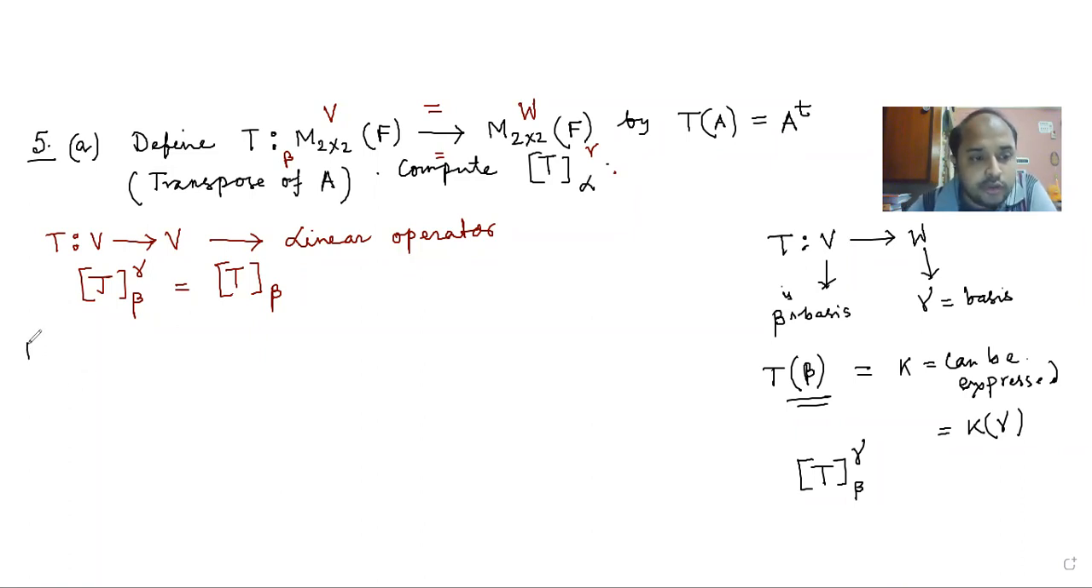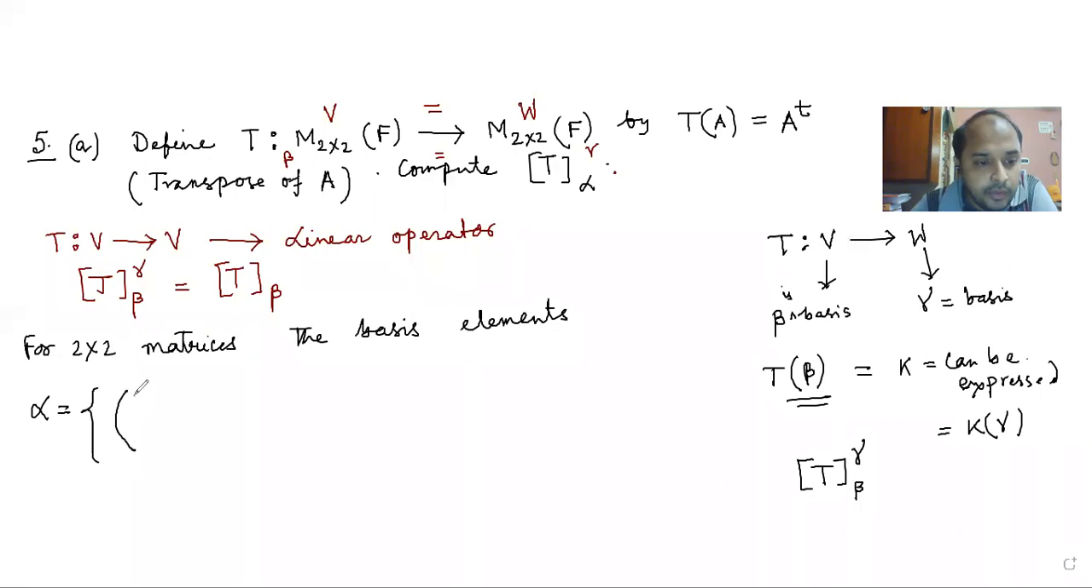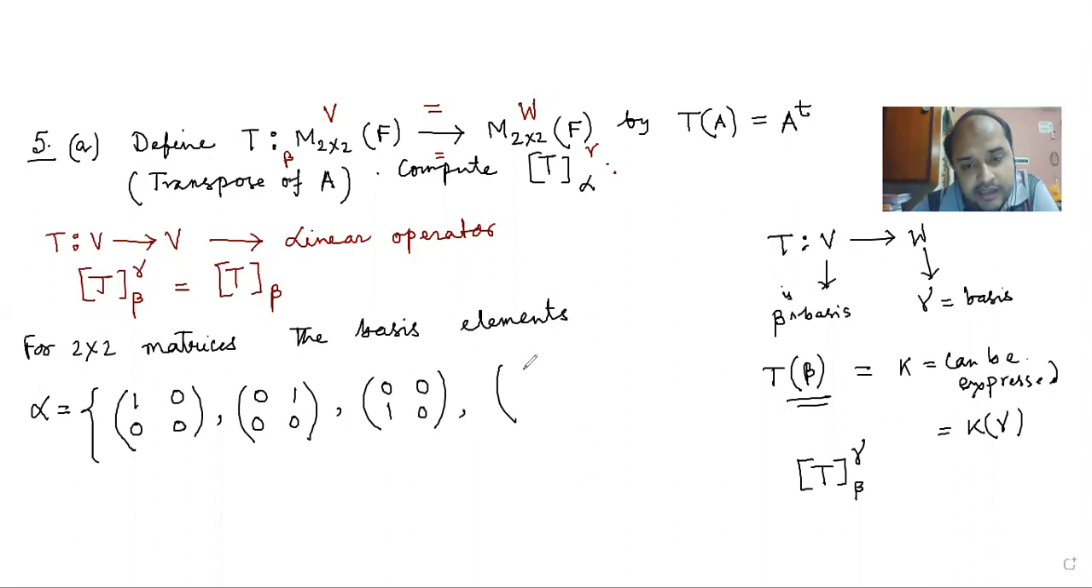Now, for 2x2 matrices, the basis elements are as follows. If you can recall, alpha is actually 1, 0, 0, 0. That is one element of the basis. 0, 1, 0, 0, that is another element of the basis. 0, 0, 1, 0, that is another element. And 0, 0, 0, 1, that is another element of the basis. These are called the standard ordered basis, because in matrix representation of linear transformation, we always deal with the standard ordered basis. After that, I'm going to apply the transformation, the operator T, on each of these elements. I'm going to do it on the next page.